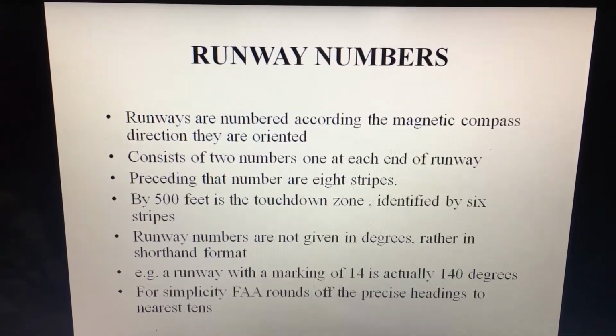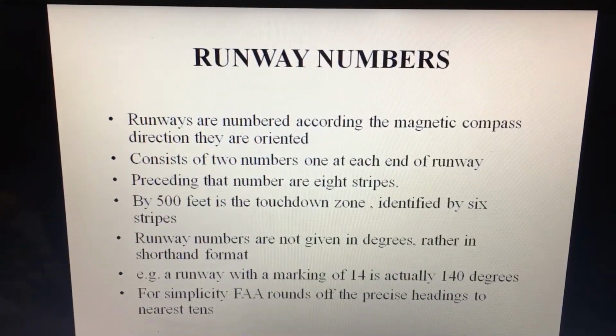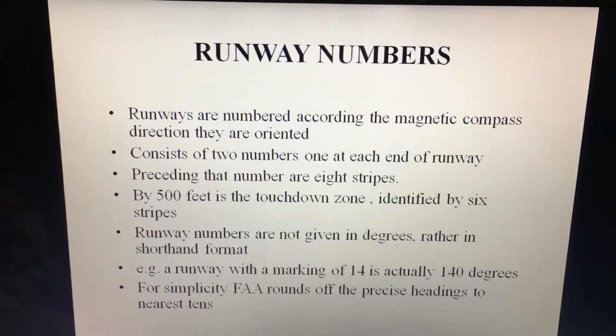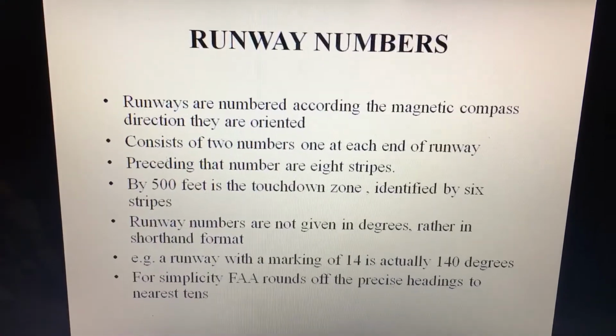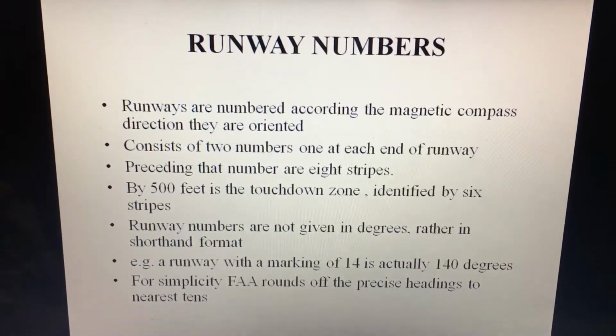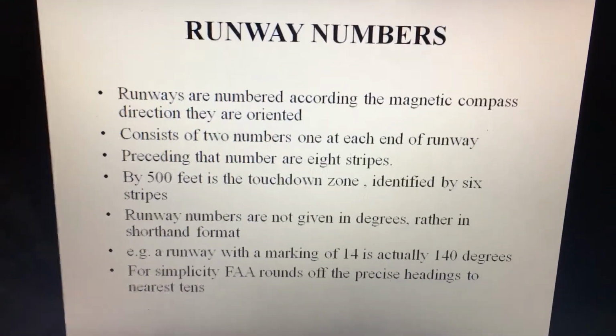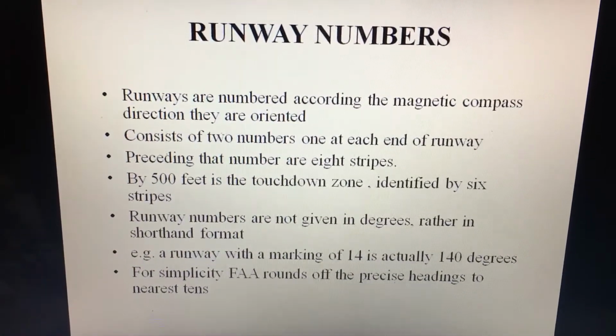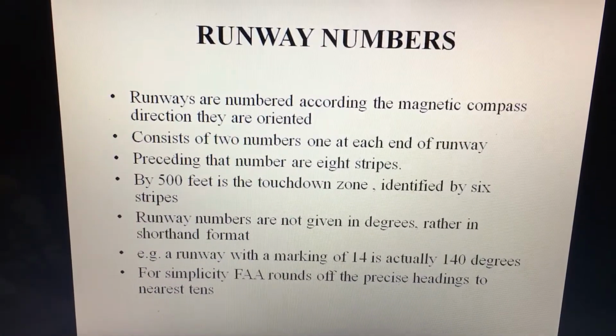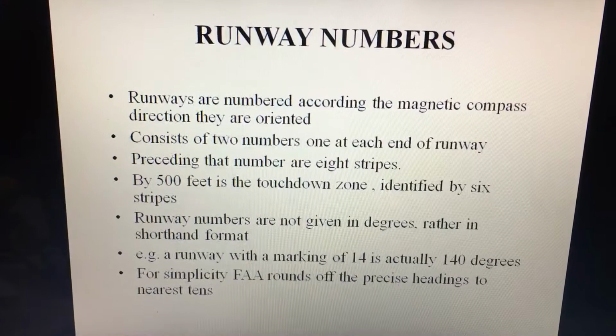Next, runway numbers are not given in degrees, rather in shorthand format. For example, a runway with a marking of 14 is actually 140 degrees. For simplicity, the FAA rounds off the precise heading to the nearest 10.